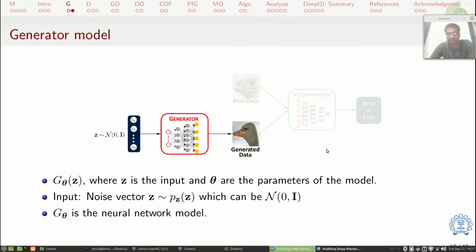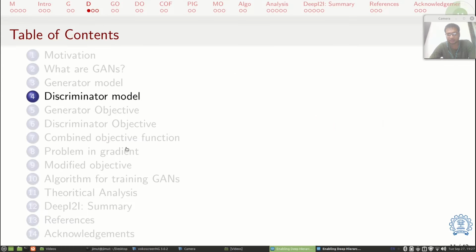So let's talk about the generator model. G theta of Z is the generator. This part is the generator of the GAN model, where Z is the input and theta are the parameters of the model. The input is a noise vector which is sampled from PZ of Z, which can be the normal distribution with mean 0 and variance I. G theta is the neural network model, so the generator is a neural network model.